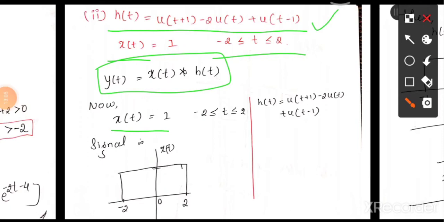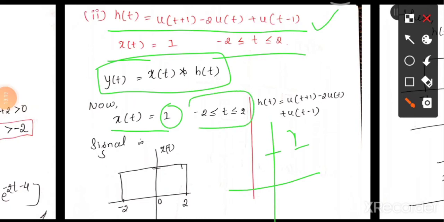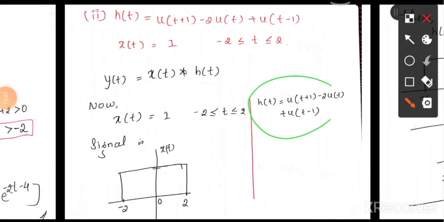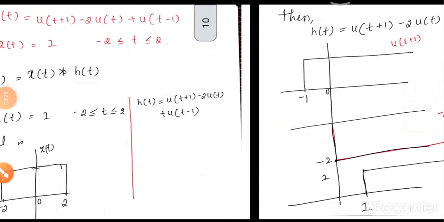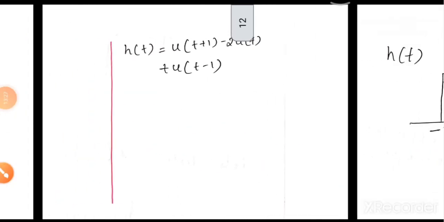Now we'll find out x of t. X of t's magnitude is 1, right? And it is present between minus 2 to plus 2. So this is your signal, right? So this you can easily draw. And what about this h of t? They have given it in the form of an equation. Let's see how to draw it.